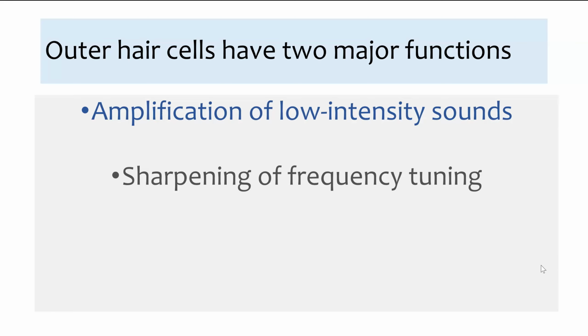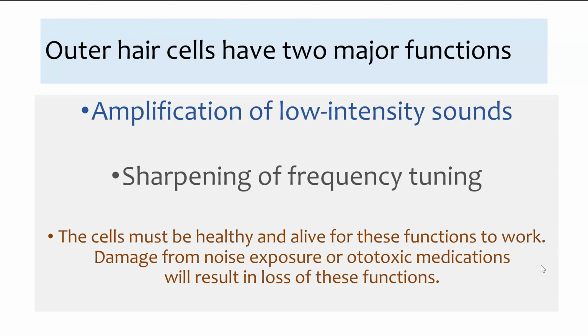Outer hair cells amplify low-intensity sounds, and they sharpen frequency tuning. In order to have these benefits in your hearing, you have to have healthy and active outer hair cells. Outer hair cell loss is a pretty common form of hearing loss that can result from noise exposure or different kinds of medications. And if you do damage those cells, you're going to lose these two functions.